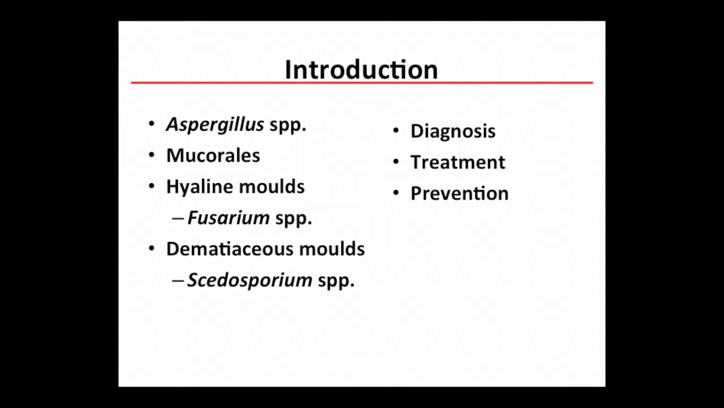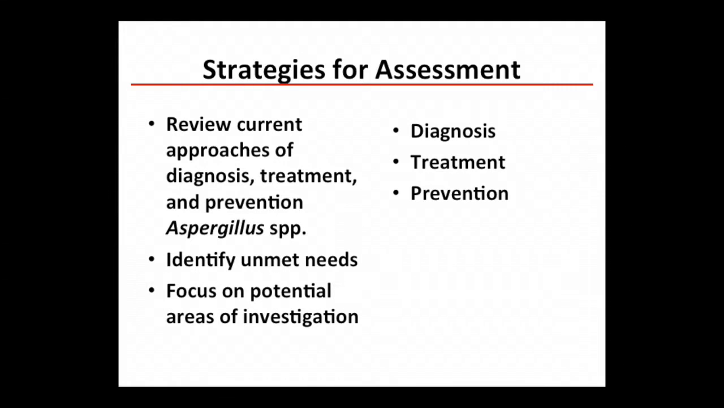So by way of introduction, we have a wide variety of molds. Aspergillus and Mucorales, hyalohyphomycetes, epitomized perhaps most strikingly by Fusarium with its devastating consequences. Dematiaceous molds, controversial taxonomically as to where they belong. For convenience, we'll include Scedosporium here, but we could fill literally a blackboard with the dematiaceous molds as well. And our focus will be on diagnosis, treatment, and prevention, though largely with an eye toward treatment. We're going to review some of the current approaches initially for Aspergillus, identify some of the unmet needs, and focus on individual potential areas of investigation.